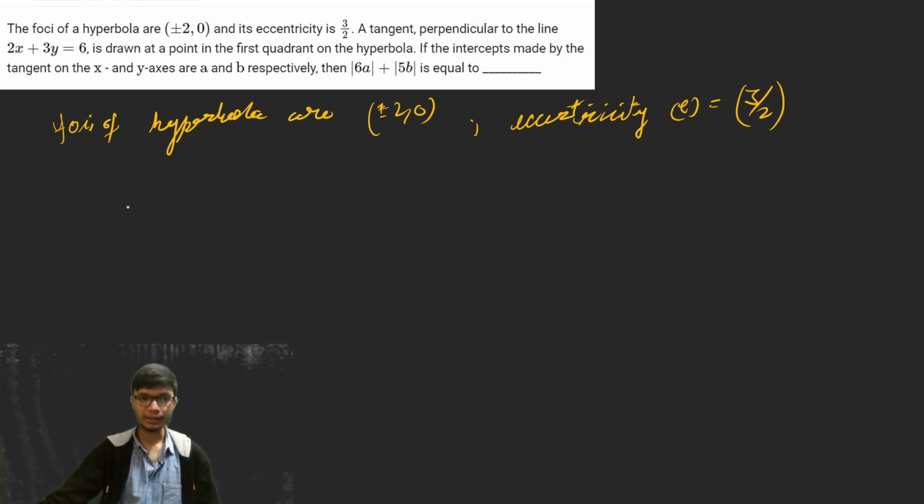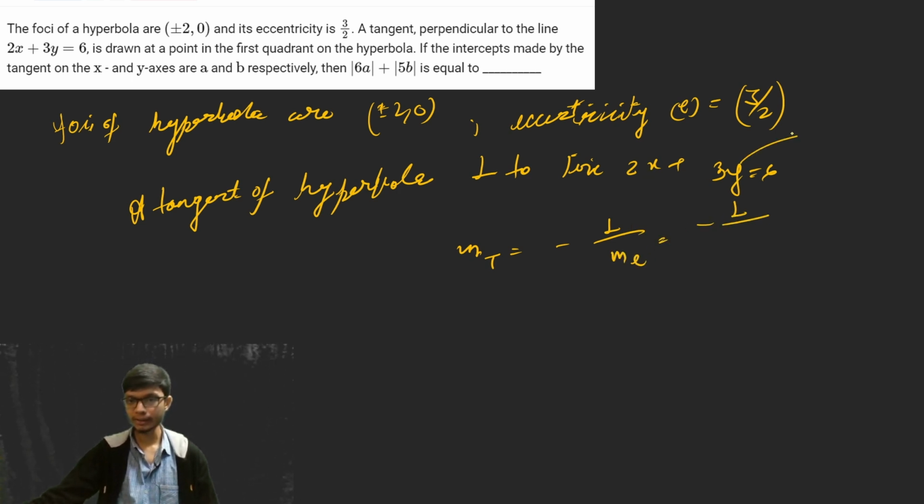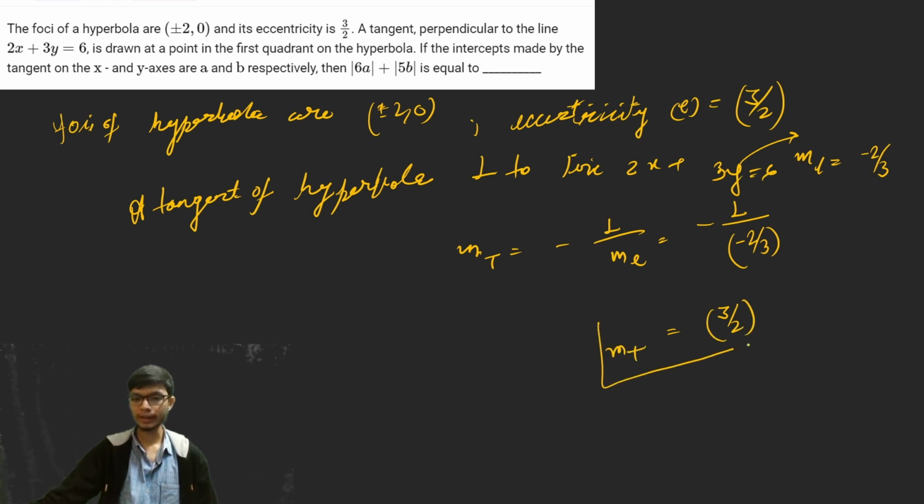Now it is saying a tangent of the hyperbola is perpendicular to the line 2x plus 3y is equal to 6. So the slope of the tangent will be minus 1 by the slope of this line. The slope of the line is minus 2 by 3. So what will be the slope of the tangent? That is minus of 1 by (minus 2 by 3), which is 3 by 2. So I got the slope of the tangent as 3 by 2.